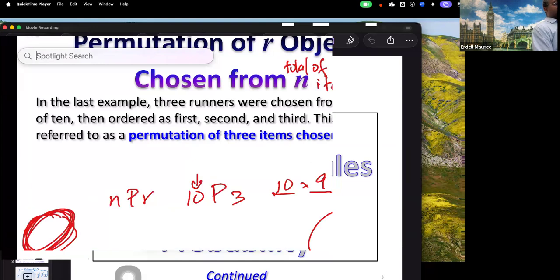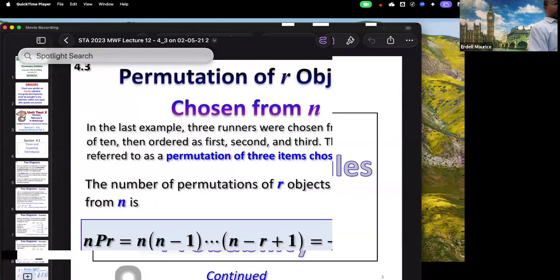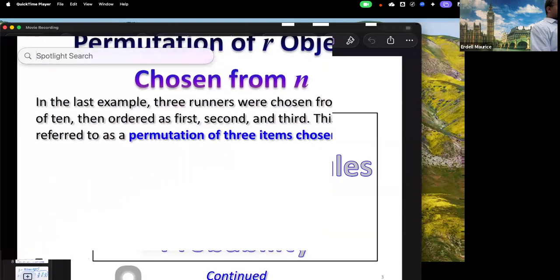I am trying to calculate 10 permute 3. And the formula is, let me write it up here for us, n factorial divided by n minus r factorial. So my formula is going to be 10 factorial divided by 10 minus 3 factorial.